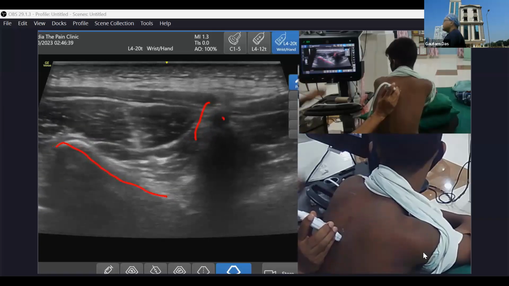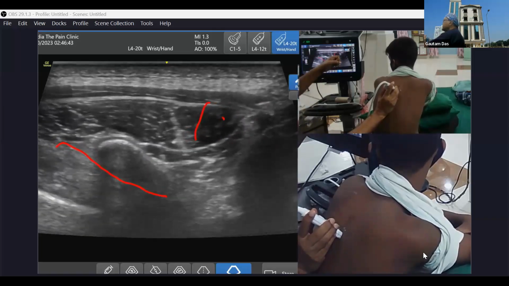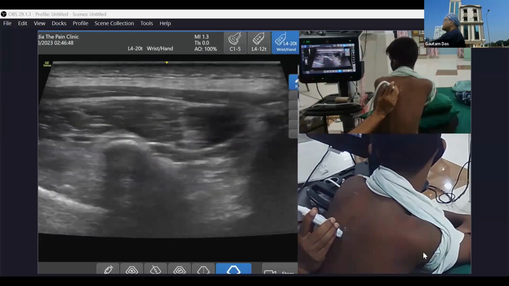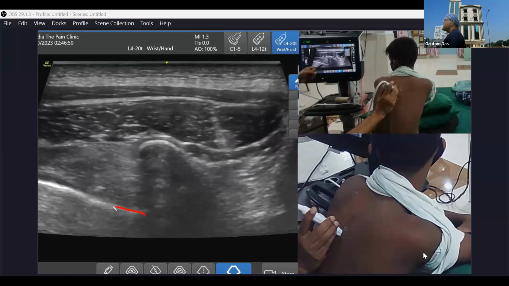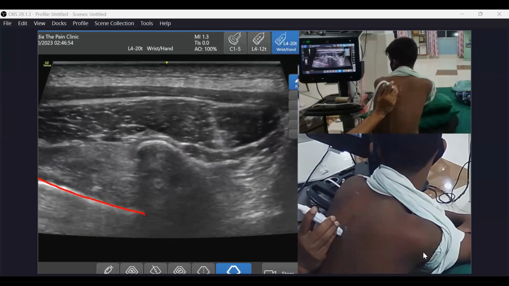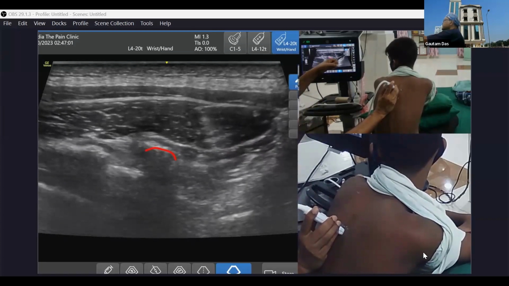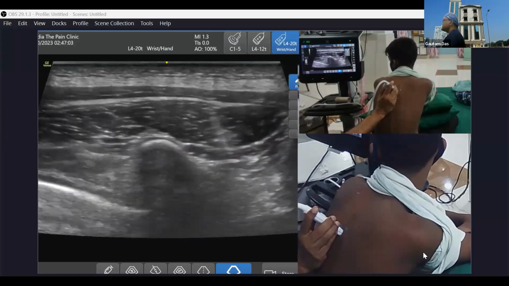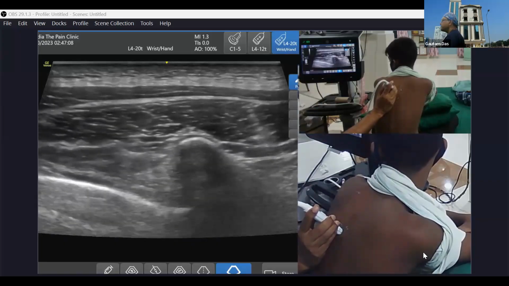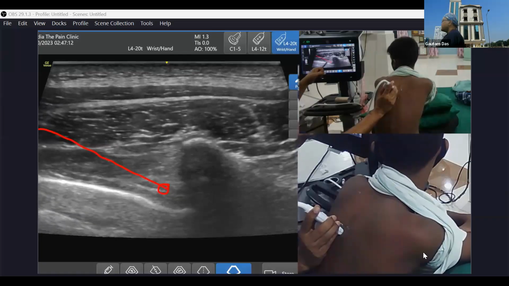Now if I am going laterally, what is this? The pleura. Very good. And if I'm stepping above, this is your rib. This is your transverse process. So at this position, your needle should come here and inject here.